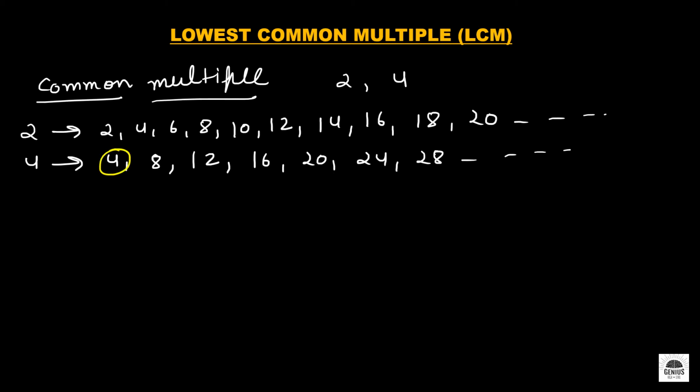So 4 is common in both numbers. 8 is also common in both numbers. Now 12 is also, and 20 is also. So what are common multiples?